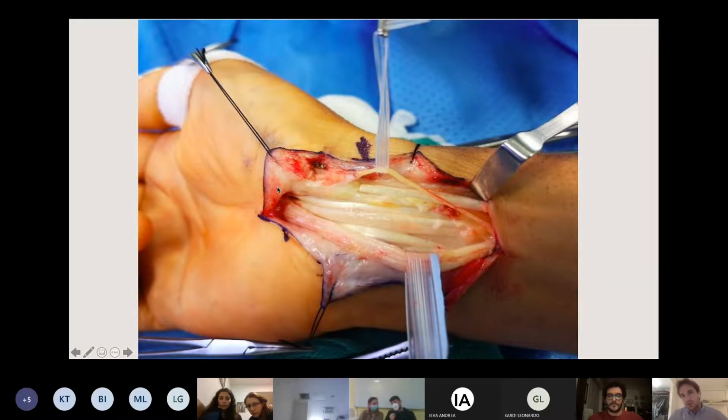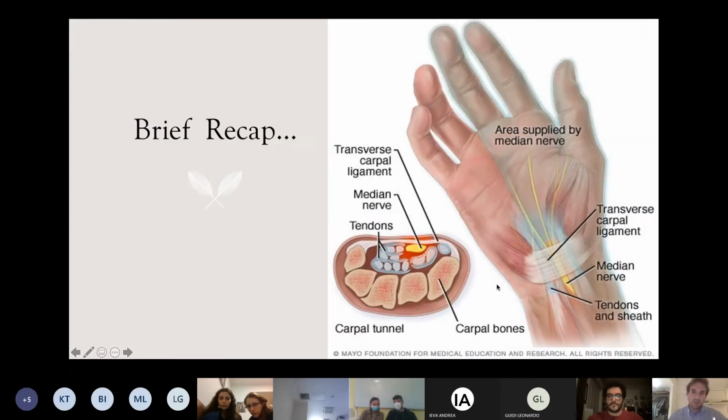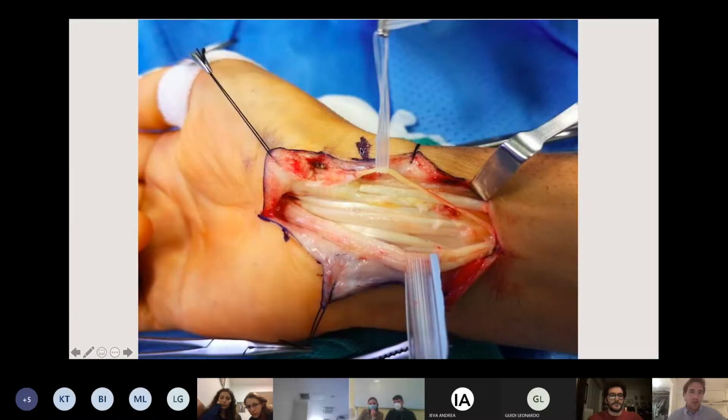Okay, so you can imagine why, when the transverse carpal ligament becomes fibrotic, the first structure that suffers is the median nerve, because it is the most susceptible to compression of these structures, and it is located in a very packed area of our body.